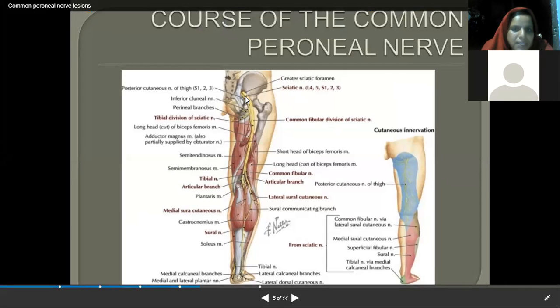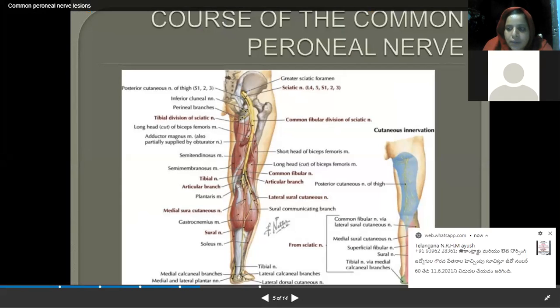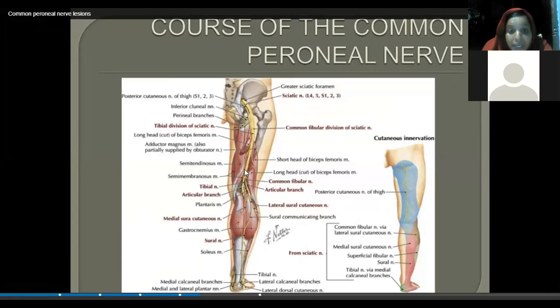So see here, basically the sciatic nerve is coming from the gluteal region below piriformis. So this sciatic nerve is running in the posterior compartment of the thigh. In the posterior compartment of the thigh, you will see the sciatic nerve is dividing into two in the popliteal fossa. I already told you this point. Sciatic nerve divides into two terminal branches. Medially we have the tibial nerve and laterally we have the common peroneal nerve.